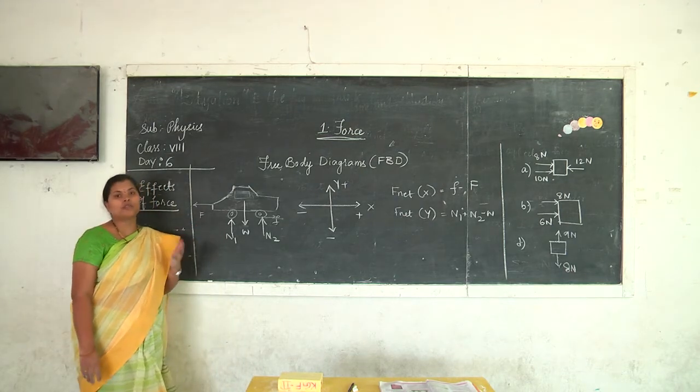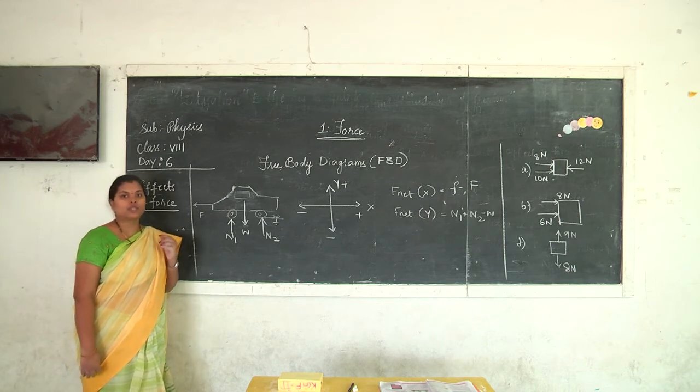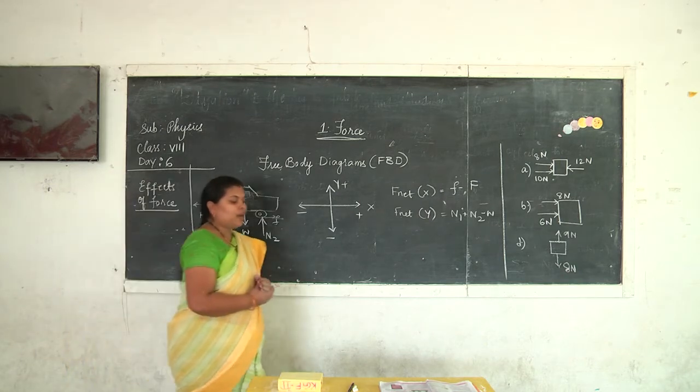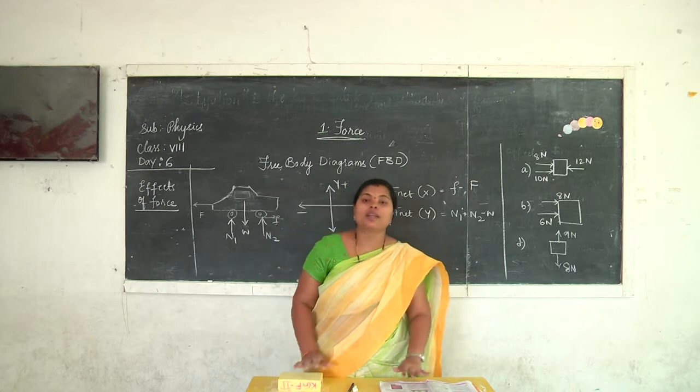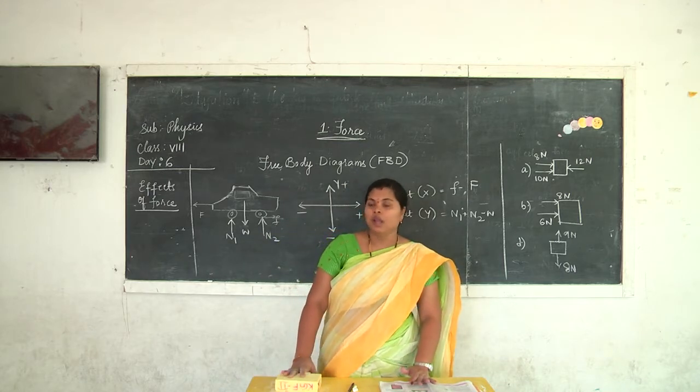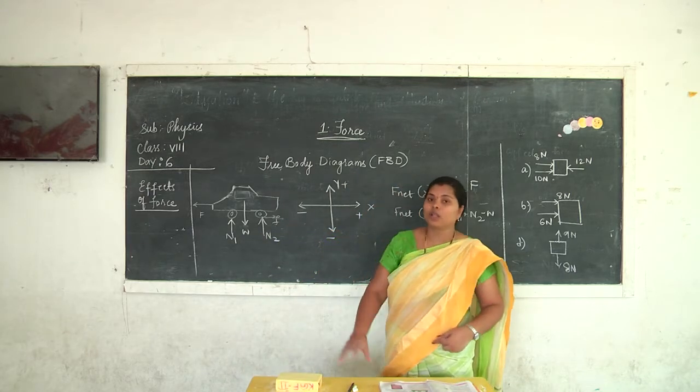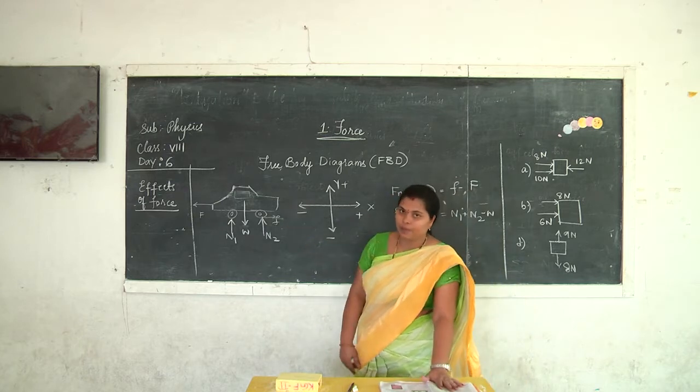Now, before going on to draw free body diagrams, why do we have to draw them? What is the purpose of drawing free body diagrams? Free body diagrams help us to calculate the net force acting on a body. How do we calculate the net force acting on the moving car in this example?